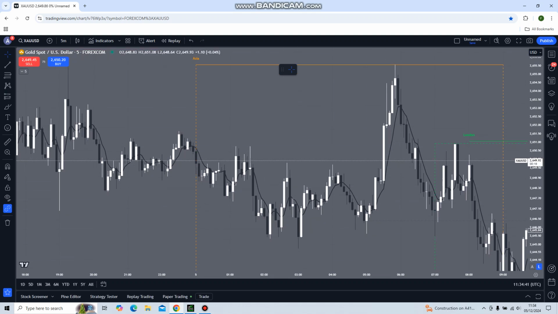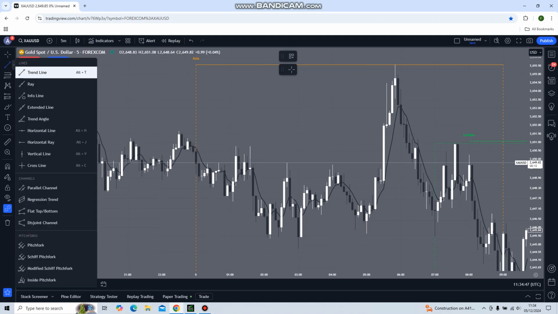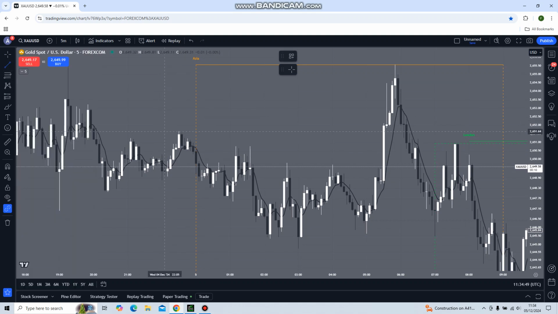So for a start, when you come to the chart before the start of any session, you need to mark your structure, the recent structure. Here the Asian session started, so I need to mark the high of that structure and the low of that structure. The recent high and low on the 5-minute chart.